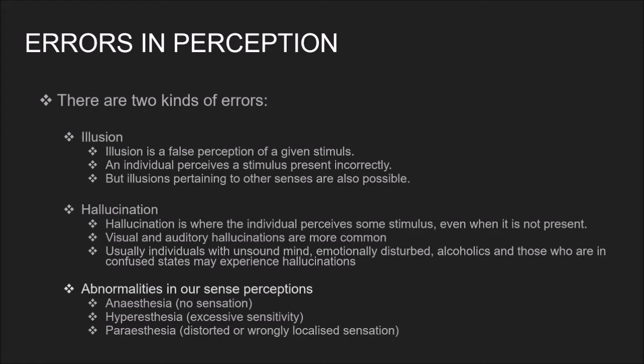In addition to these errors, abnormalities in our sense perceptions may also occur and are known as anesthesia, that is, no sensation, hyperesthesia, that is, excessive sensitivity, and paresthesia, that is, distorted or wrongly localized sensation. In these cases, the tactile sensation is wrongly perceived.